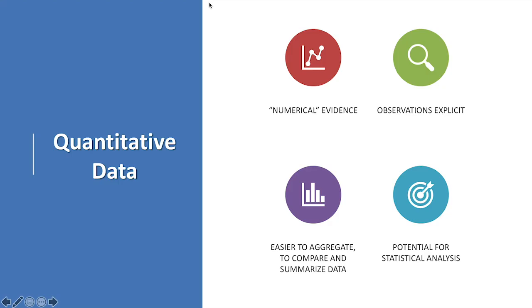A couple of things from the textbook, looking at the difference between quantitative data and qualitative data. Quantitative data uses numbers, so numerical evidence. Your observations are explicit, so you lay things out very carefully about how you observe things, and you have a system for doing that. Some of the benefits: it's easier to compare and summarize data. Just think about some of the stats you are currently witnessing on COVID-19. There's a lot of use for those kinds of numbers. Quantitative data also has the potential for statistical analysis.